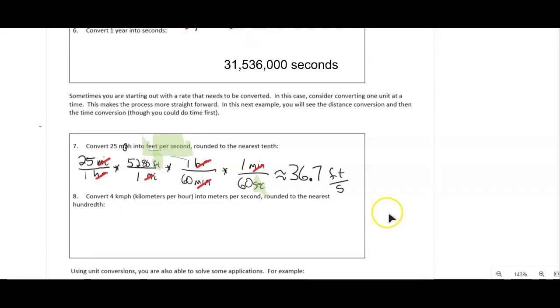Okay, your turn. Pause the video and work out problem number 8. For number 8, you should end up with, rounding to the nearest hundredth, 1.11 meters per second.